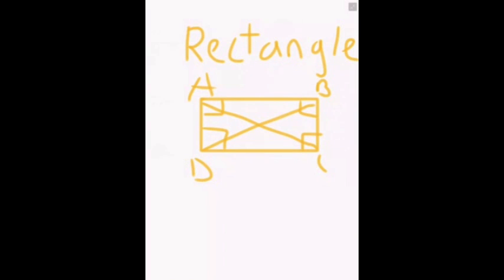One way to prove that a quadrilateral is a rectangle is if you have one right angle. The other way is if you have that the diagonals are congruent. So if you have that AC is congruent to DB, you can prove that this shape is a rectangle.